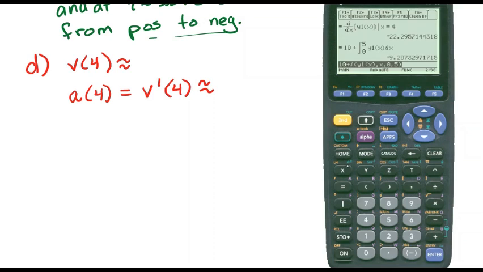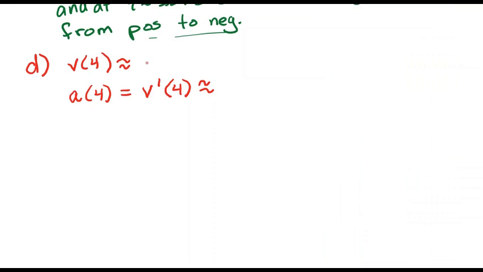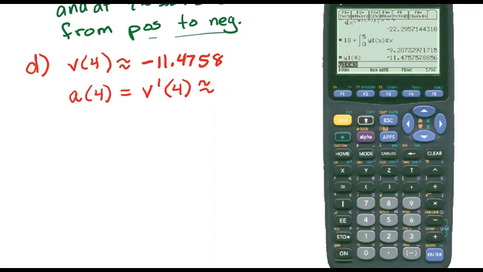So in the home screen, if I want to find v of 4, that is just my y1 of 4. And I will do green diamond to enter. So I have a negative 11.4758, close enough.